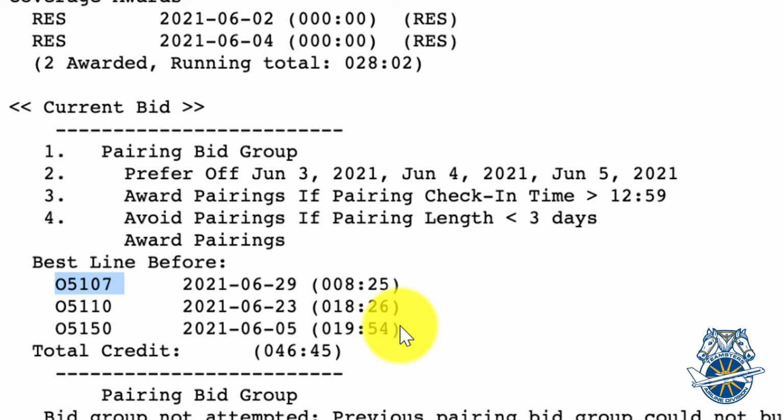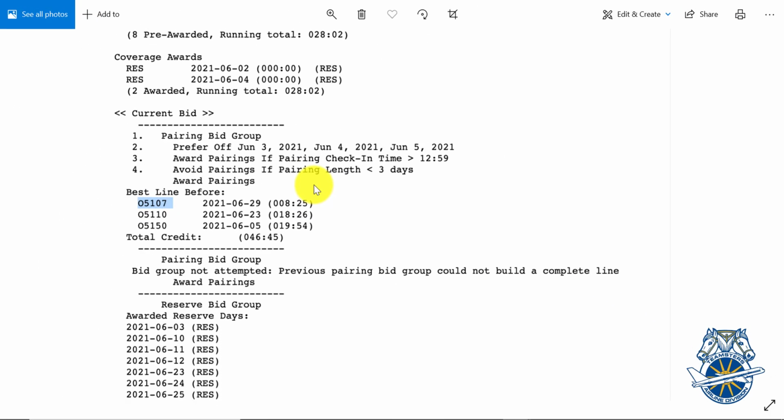So some simple tips and tricks: waive the 2 days if you need to, or avoid avoids. Yeah, avoid the avoids, because he could have just put prefer pairings or award pairings greater than 3 days instead of the avoids. And so it would have tried to give you pairings greater than 3 days at a time. All right. I think we've got this covered. Yeah. All right.